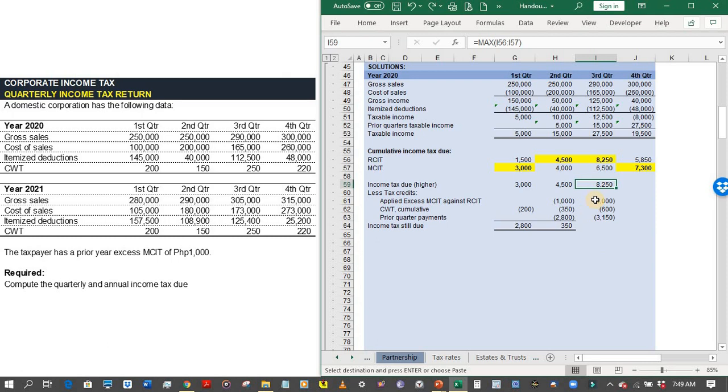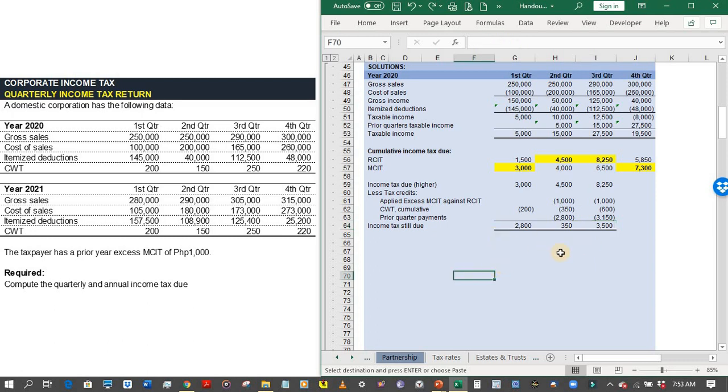So our total tax credit cumulative as of the third quarter is 4,750, and this is the total of the three tax credits. So 8,250 less all tax credits, the income tax still due at the end of third quarter is 3,500, which is due on November 15, 2020.